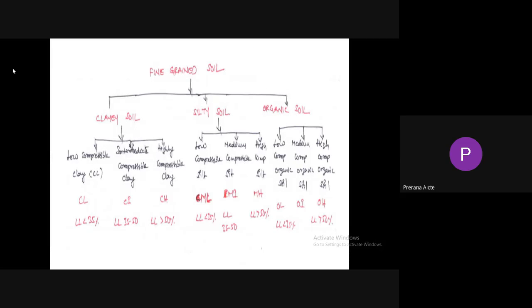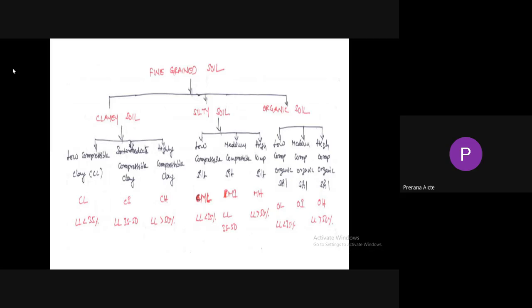So let us go for classification. Fine grained soils are classified into three categories: clayey soil, silty soil, and organic soil. For clayey soil, depending upon the liquid limit, it is classified into three categories. If the liquid limit is less than 35%, it is called as low compressible clay, CL.